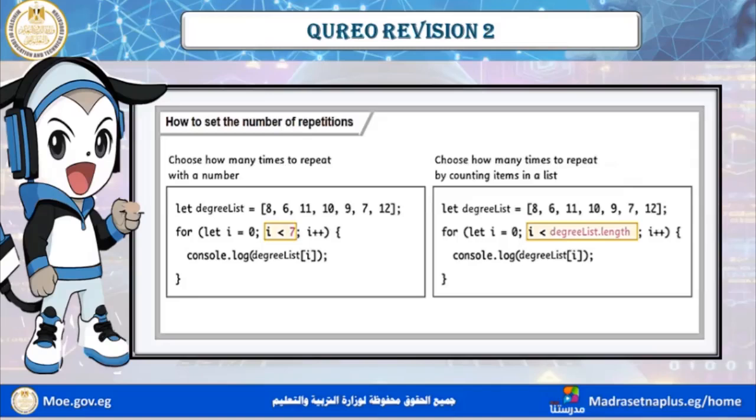And of course, inside the curly brackets of for, we will repeat printing the degree list of i to get all the elements of the array printed.